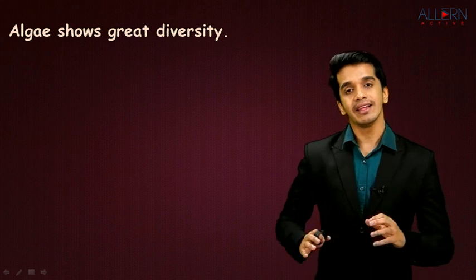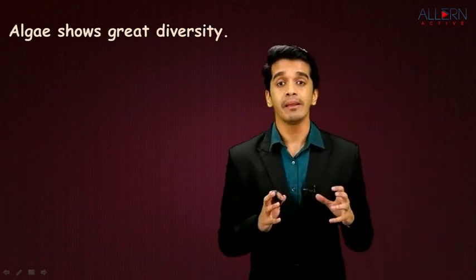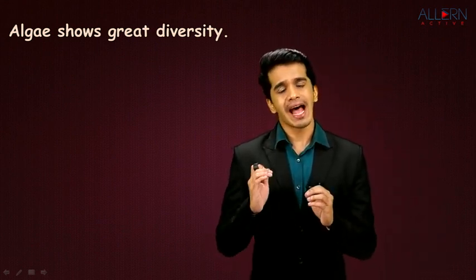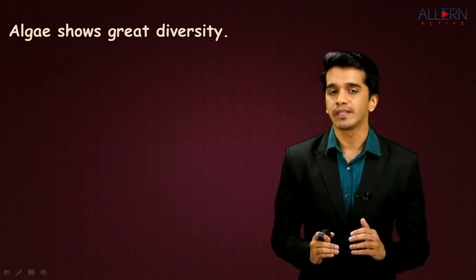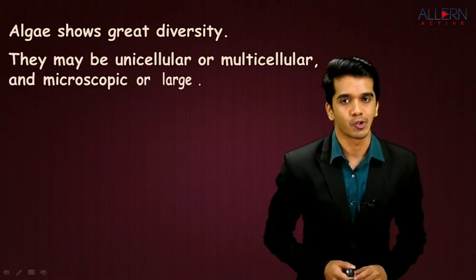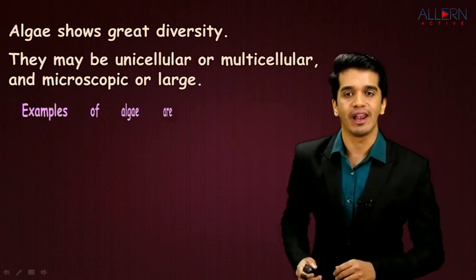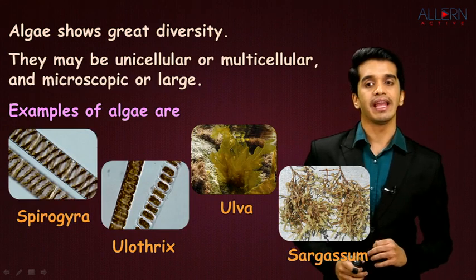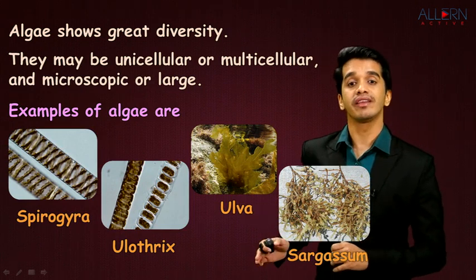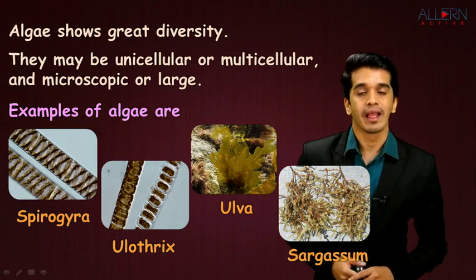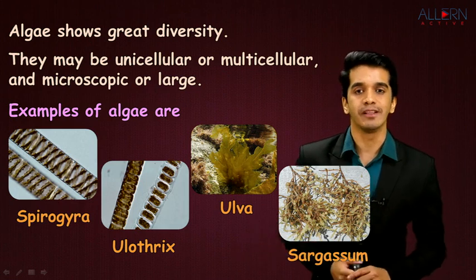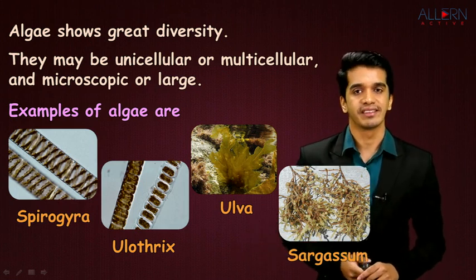That means they can be either unicellular or multicellular. They can be of different sizes and shapes, either large or microscopic. Examples of algae are Spirogyra, Ulothrix, Sargassum. These are the important examples of thallophyta.